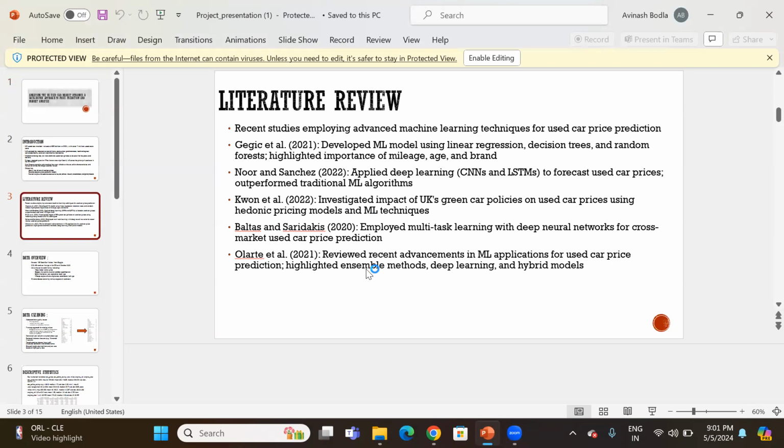Recent studies employ advanced machine learning techniques for used car price prediction, and these are the references that have been used to develop the prediction model. We follow the developed ML models using linear regression, decision tree, and random forest, highlighting the importance of mileage, age, and brand.